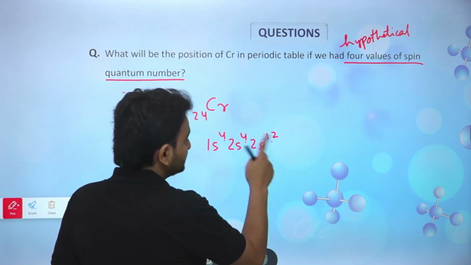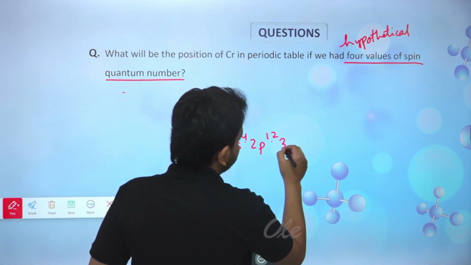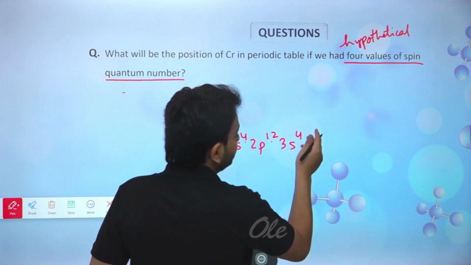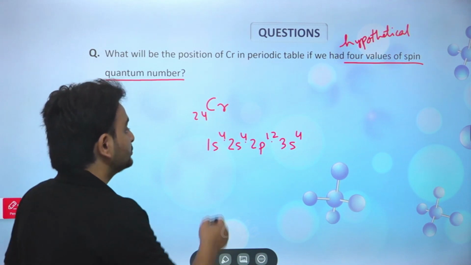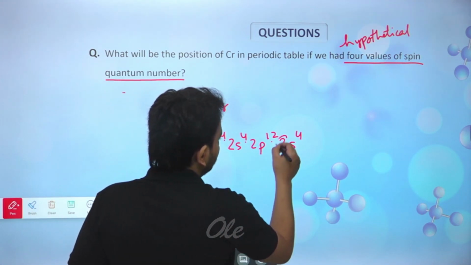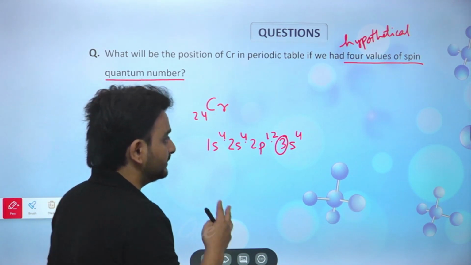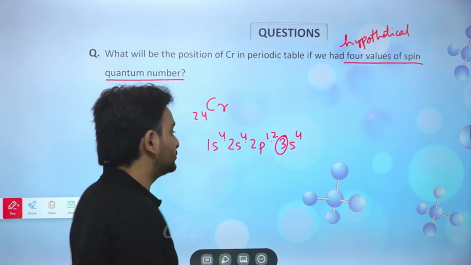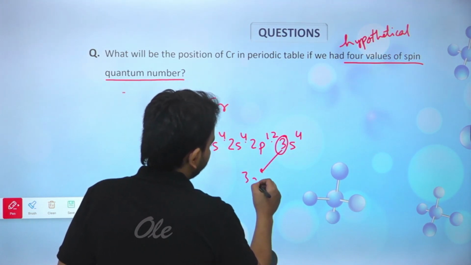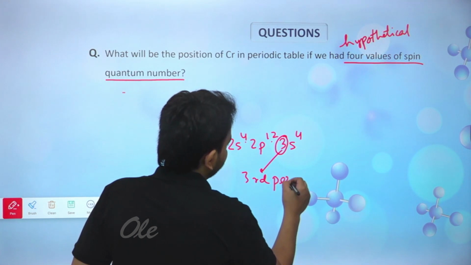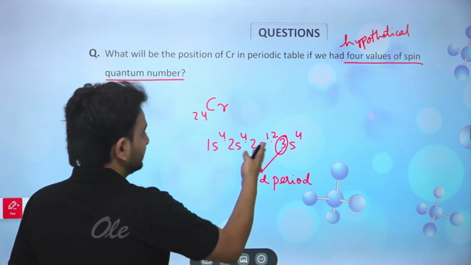In fact, 20 electrons are covered right now. So the remaining 4 electrons will simply go into the third s subshell, so it will become 3s4. If you're talking about the period, it will be the third period, because it's the outermost shell in which the electron goes. This is the third s shell, so this is the third period, because it's the final shell that gets filled.